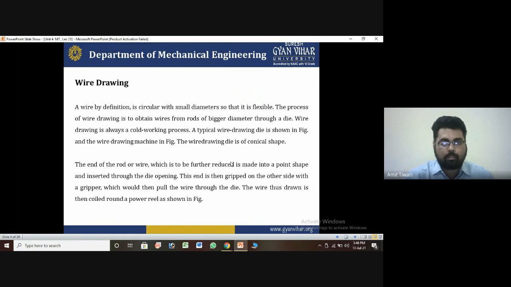The gripper pulls the wire through the die. This is the technique we adopt by applying tensile forces equal and in opposite directions on both sides. These techniques are adopted in the manufacturing field for making wire drawing.